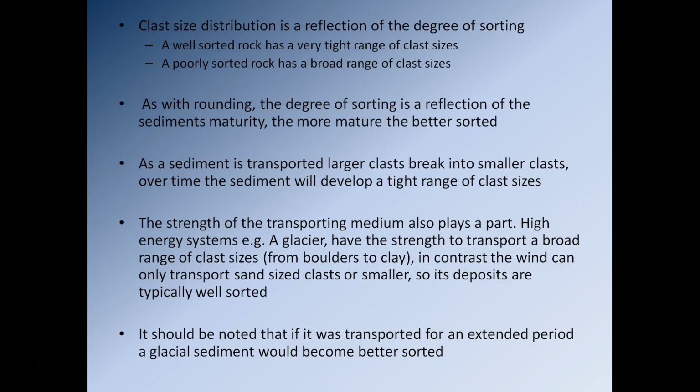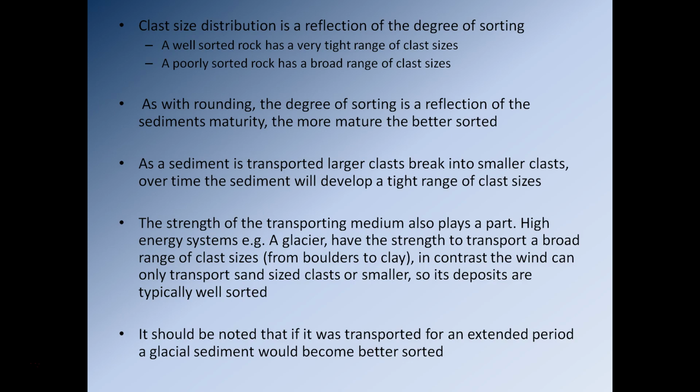So if I go to a desert like the Sahara and I look at the sand that makes up that desert, I can say with relative certainty that the size of the clasts in that sand is going to be very, very restricted. There's going to be a very small range of sizes. So that's going to be a very well-sorted sediment.